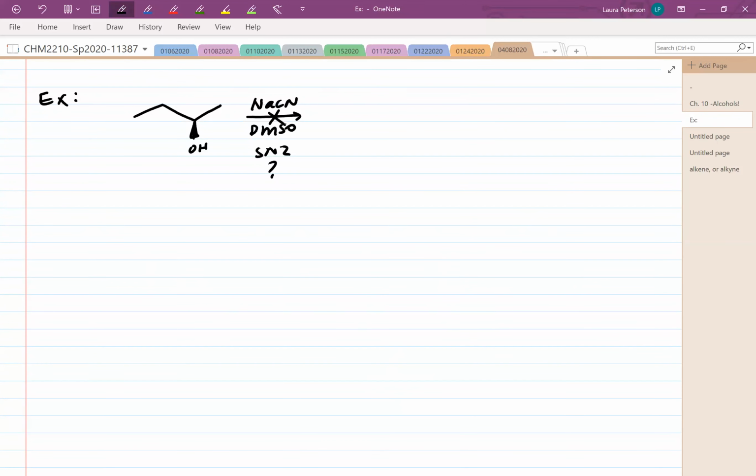Well, it would not occur because of the leaving group, right? Hydroxide is a bad leaving group. And so we can't do the substitution and elimination reactions directly on alcohols. But there are a few things that we can do to the hydroxyl group to make it a better leaving group, and we're going to see that in the next couple of reactions that we learn.